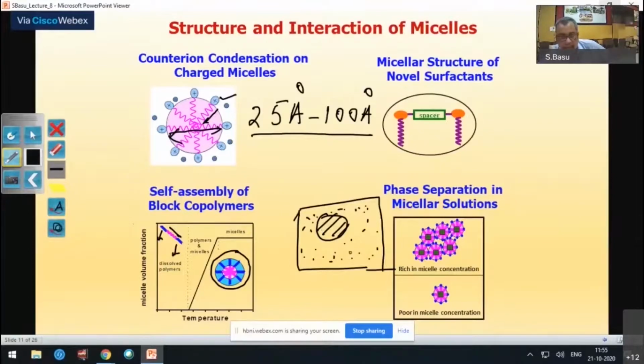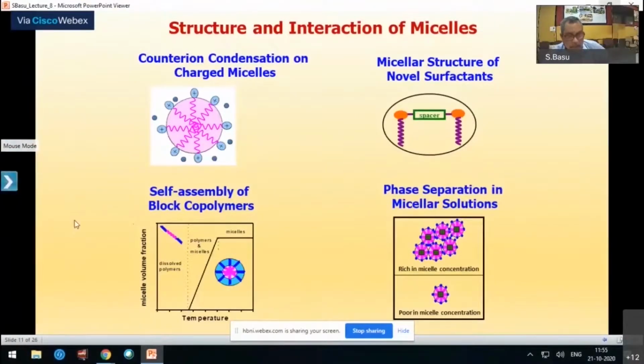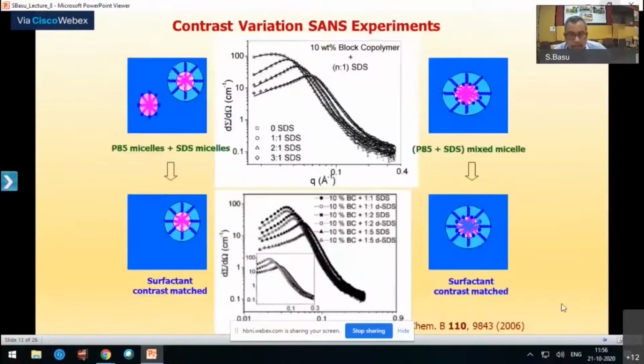So instead of going into the detailed discussion, one module in this lecture series will be discussing small angle neutron scattering. I'd just like to share with you how the data looks like. You see, this is P85 micelles plus SDS micelles, mixed micelles, surfactants, contrast matched. I will try to quickly tell you what it is. First, look at the data.